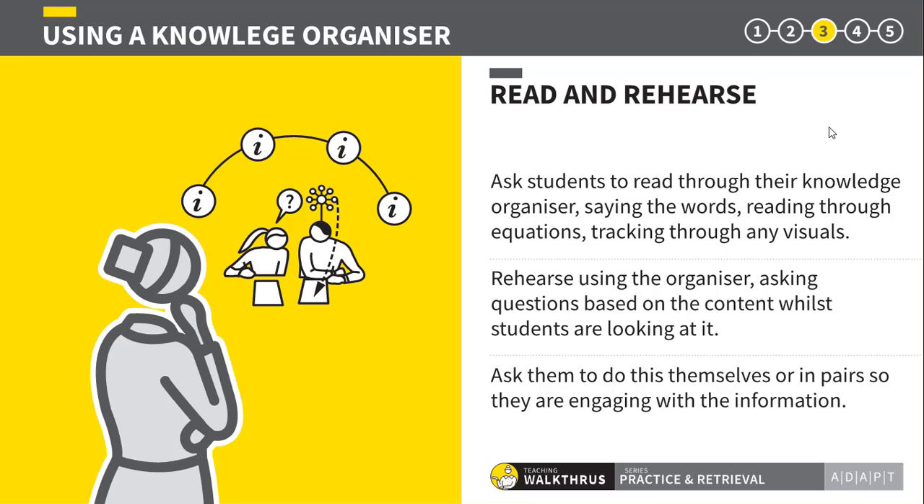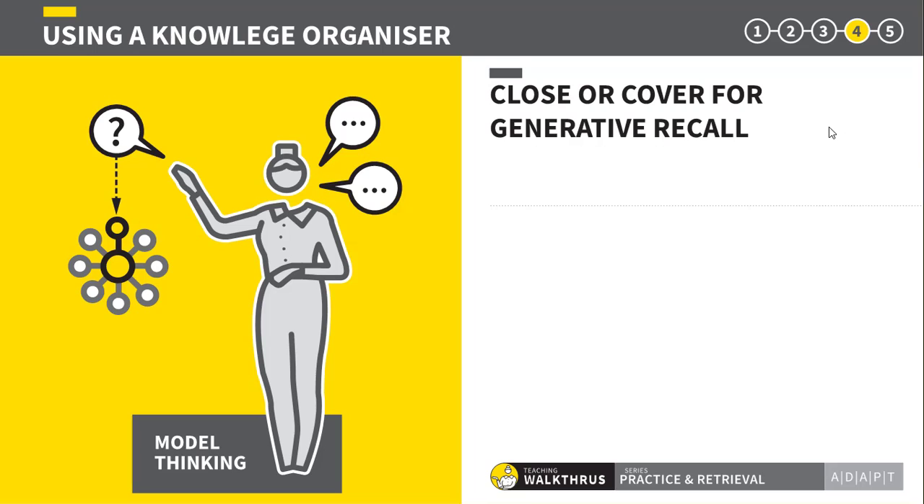The idea is that they're not just reading it with passive learning, but they're actively using the information and quizzing their neighbour and themselves. You might even ask them to create their own multiple choice quiz, and I've got a format you might be able to use for that as well. So they come up with a question according to the knowledge organiser information and come up with 4 alternatives, one being the correct answer. Step 4, close or cover for generative recall.